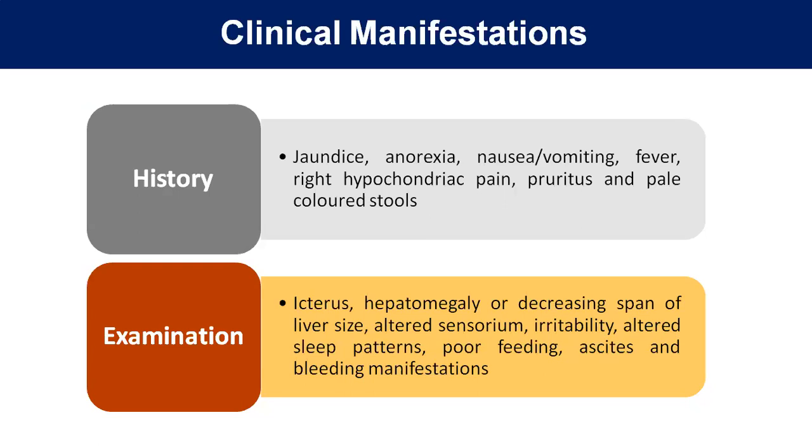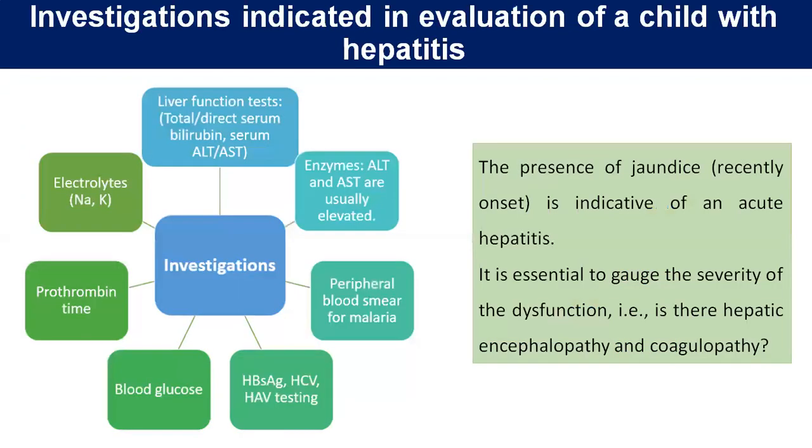So we have to measure the enlarged liver. How much has it increased in size? We have to measure the liver span. Has it increased? Has it decreased? We have to look for the sensorium of the child. Whether the child is irritable. Does the child have an altered sleep pattern? Is he feeding well, or not feeding well? Is there ascites? Is there a bleeding manifestation? To look for early signs of acute liver failure and hepatic encephalopathy.